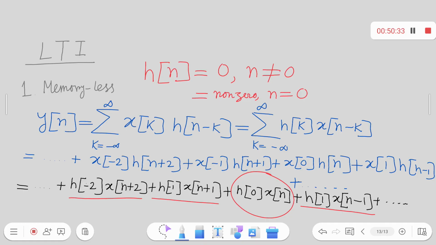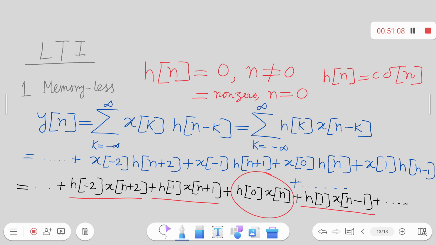The impulse response of an LTI memoryless system is given by this particular thing. Can you relate the function which you have already studied? Delta function. It's not exactly delta n, but a scaled version of delta n. So I can write h of n as some constant c times delta n, which exists only for n equal to 0, and for other values of n it is 0.